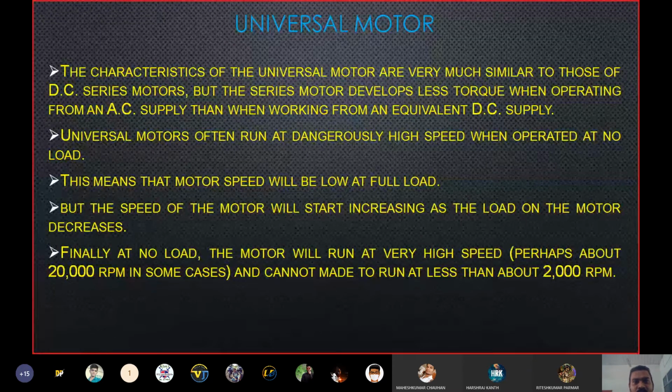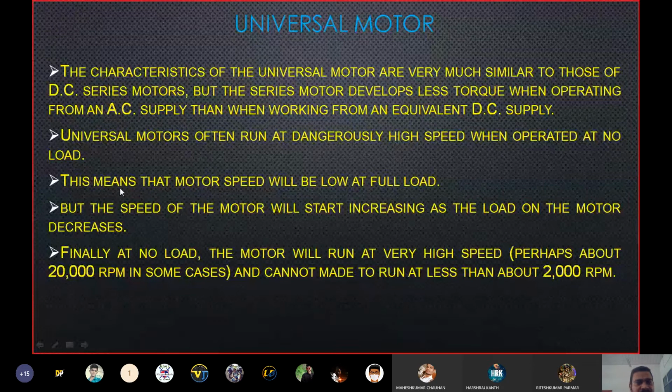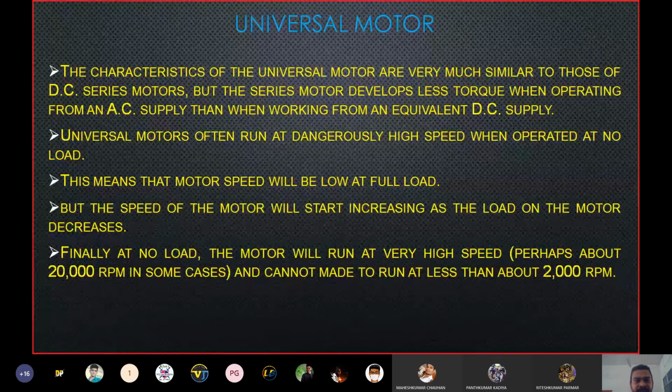Okay, a universal motor often runs at dangerously high speed when operated at no load. We cannot operate a universal motor at no load because it runs at a dangerously high speed when load is not connected. This means the motor speed will be low at full load. When full load is applied, the motor speed will be less, but the speed will start increasing as the load on the motor decreases. So if we decrease the load, the speed of the motor will increase.